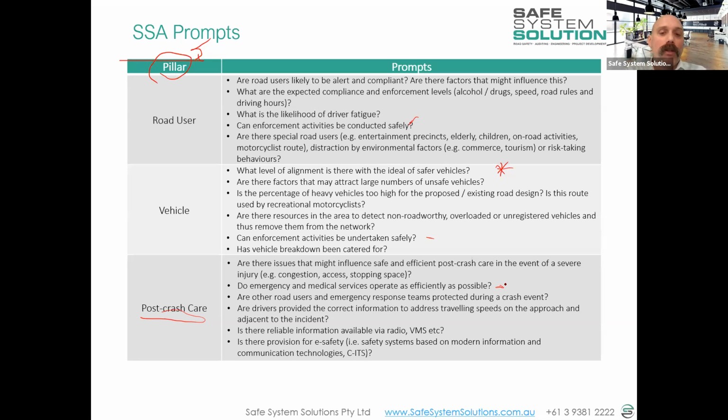Are the road users and emergency response teams protected during the event of a crash? Are drivers given the correct information on travel speed's approach to the incident? Is there available information via radio and VMS? Is there provision for e-safety, safety systems based on modern information communication technology, cooperative ITS and the like? Again, that question is a bit more of a community managing a fleet style question. So you're not really going to have any answers as you do an infrastructure project on some of these.